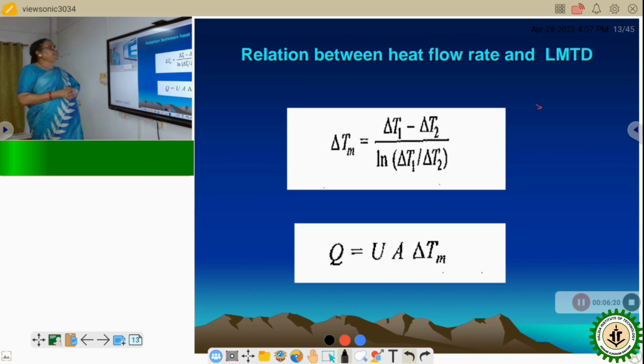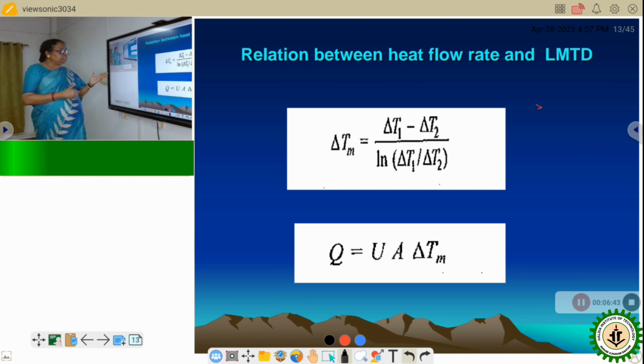Now the relation between the heat flow rate and the LMTD. So what is LMTD? LMTD is the log mean temperature difference. We have seen in diagrams 1 and 2 that delta T1 and delta T2 are the approach temperatures. Now what is the LMTD? LMTD is delta T1 minus delta T2 divided by ln of delta T1 by delta T2.